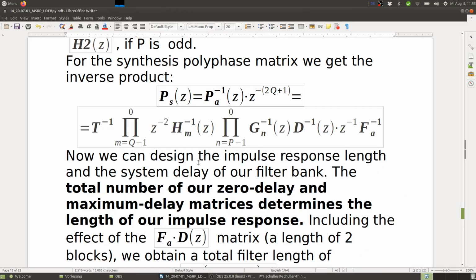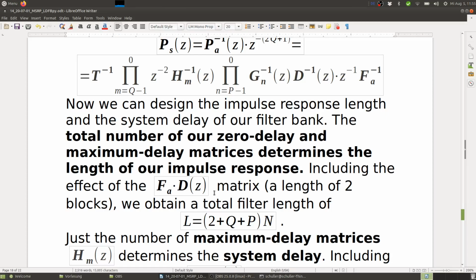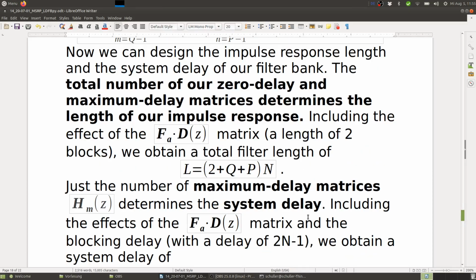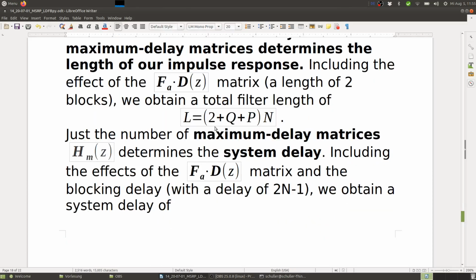So now we can design the impulse response length and the system delay of our filter bank. The total number of our zero delay and maximum delay matrices determines the length of our impulse response. Including the effect of the FA times D of Z matrix, a length of 2 blocks, we obtain a total filter length of 2 from the beginning, plus Q plus P, so 1 block from each of those matrices, times N, because that's the block length. So this is the resulting filter length.